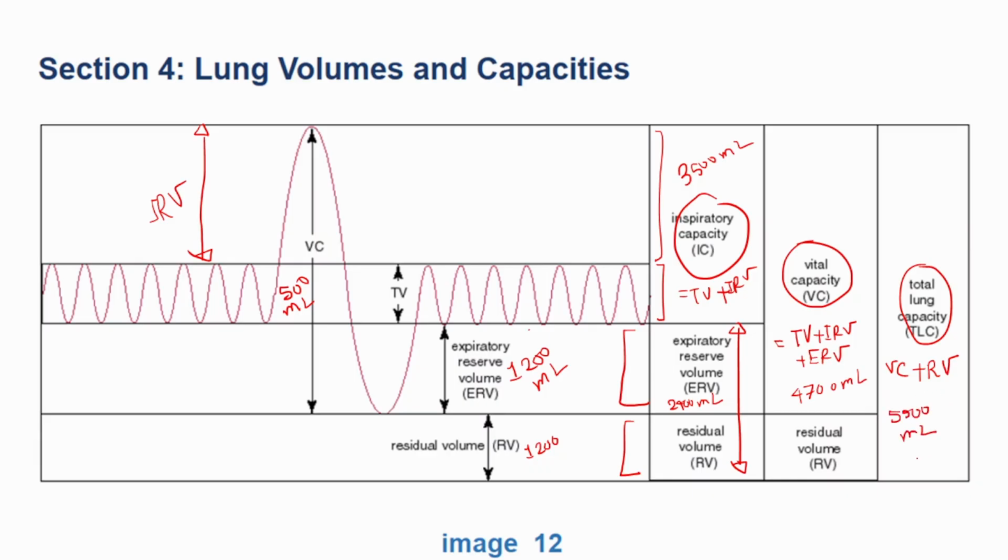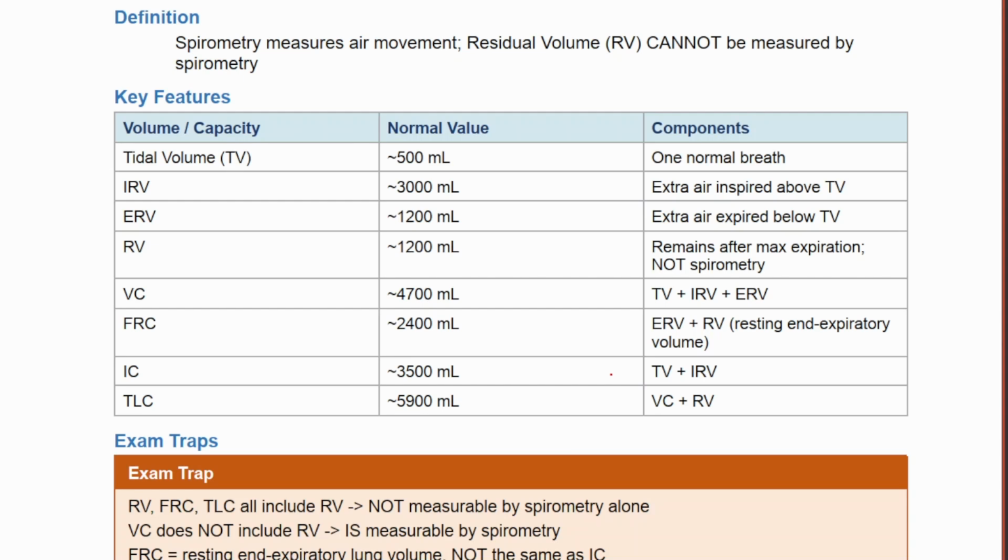Now let's anchor these exact physiological parameters, mathematical relationships, and values to the specific terms on your slides so you can effortlessly spot the correct answers on your exam. Starting with the core definition, spirometry is a tool that strictly measures air movement. Because of this mechanical limitation, residual volume, or RV, cannot be measured by standard spirometry.